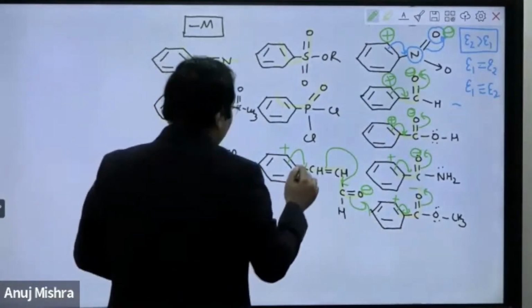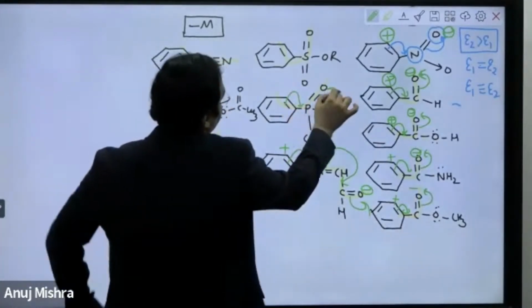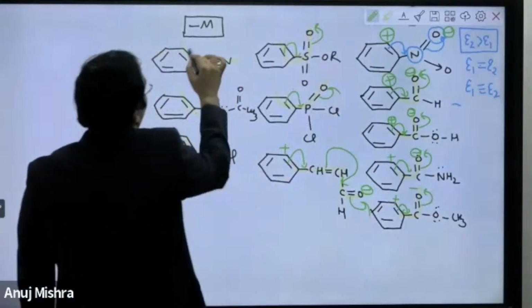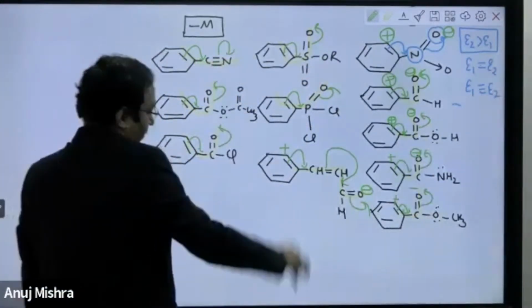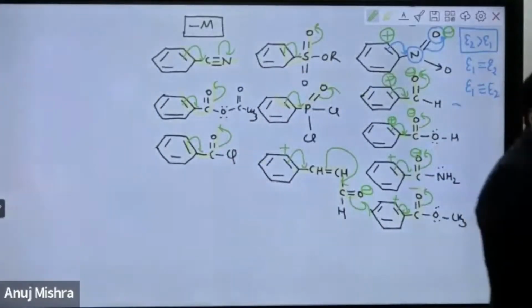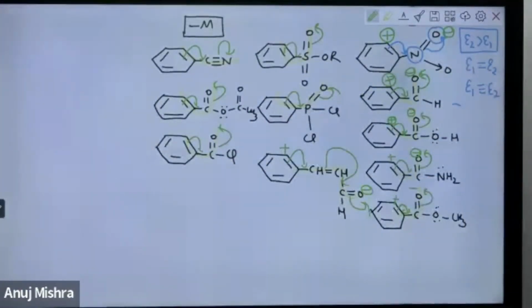Similarly, this pulls, this negative. Pulls, negative, negative, negative, negative. Will you do it? I hope you understood this concept properly now.